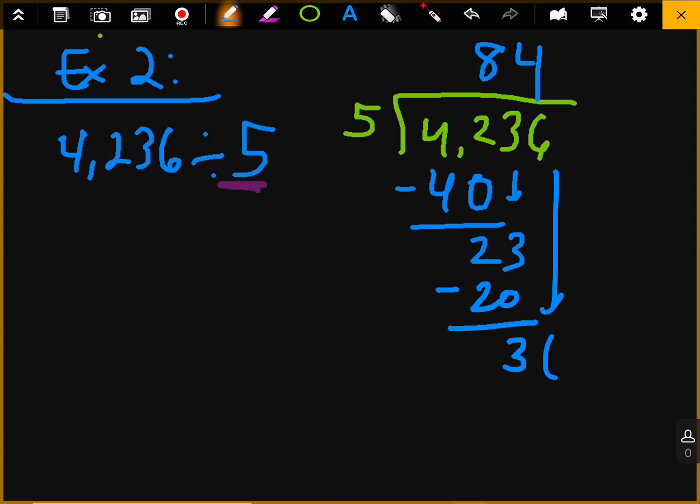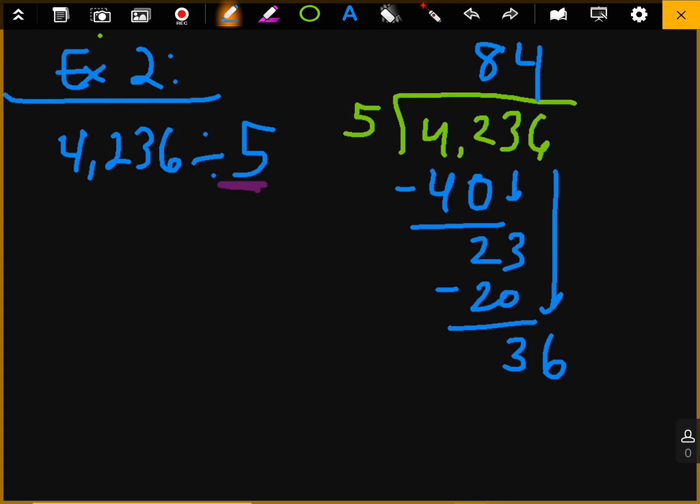Bring down the 6. Okay, remember, you have to know your multiplication facts because it's going to help you know your division facts. So if you're struggling with this, knowing how many times 5 goes into 23, you got to make sure you're practicing your multiplication facts because that's going to help you understand that 5 times 4 is 20. Okay?